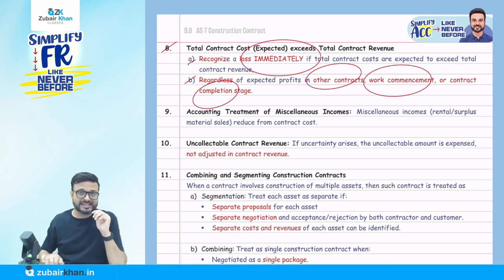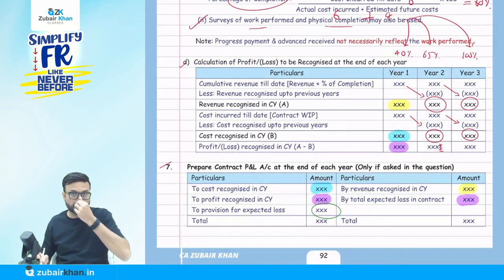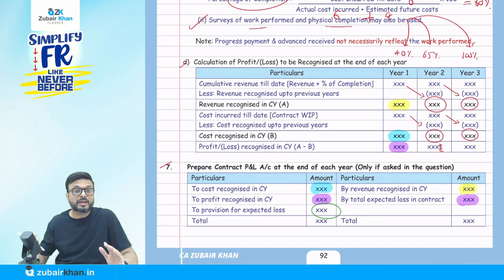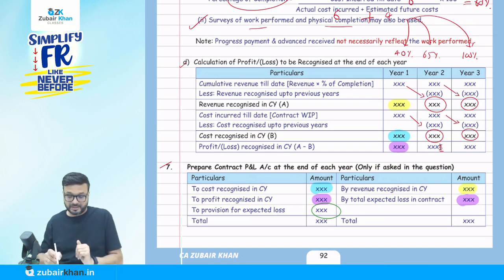Now comes the provision point. Because you recognize the revenue for any one particular year, and you recognize the cost for that year, this loss will come only for that particular year, whether first, second or third. But the certain loss which is going to happen in future has to be recognized that year. So that is the provision.